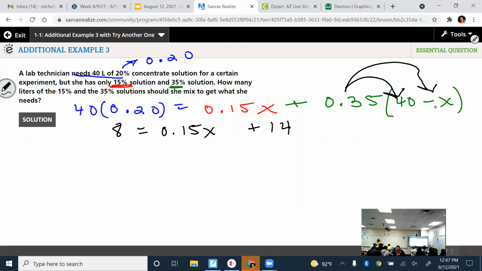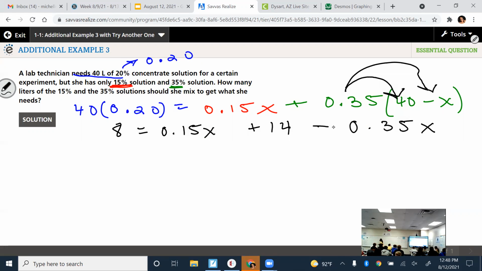What's 0.35 times negative x? Negative 0.35x. And this should be negative. Yeah. All right, good. Questions? Yes? Where do we find this? So you're gonna have to write it in underneath that problem. Yeah, that's fine. Just write it in. It's an extra one.